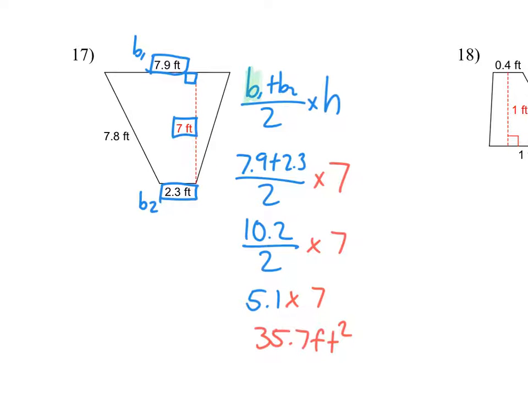This base 1 right here is this number right here, because that's our base that's attached to the 90-degree angle. Base 2 is our number down here on the bottom, because the bases are parallel to each other. The divided by 2 is just part of the formula. And our height is our height right there. That's 7.8. We didn't even have to mess with that.